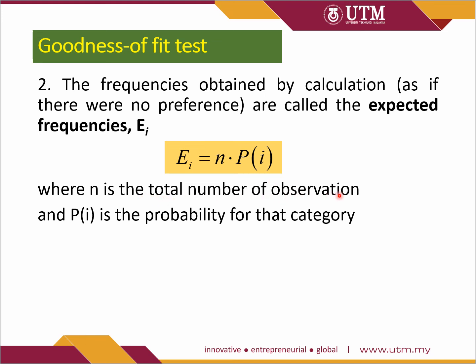For our case, the total number of observations is equal to 100 because we have a sample of 100 people. And Pi is the probability for that category. So the probability for our case is the probability of getting cherry, lime, grape, and so on.